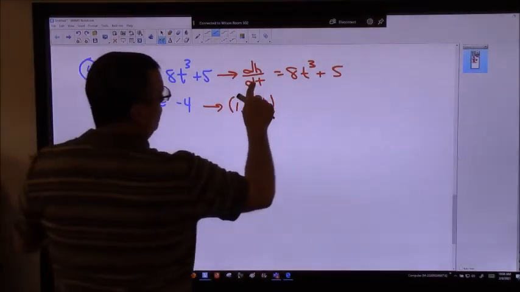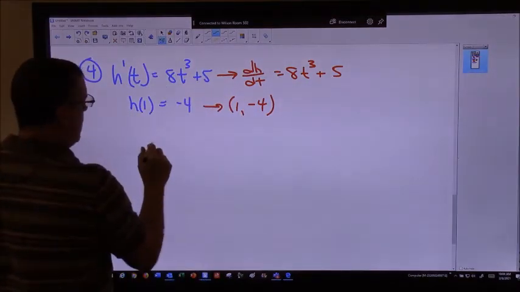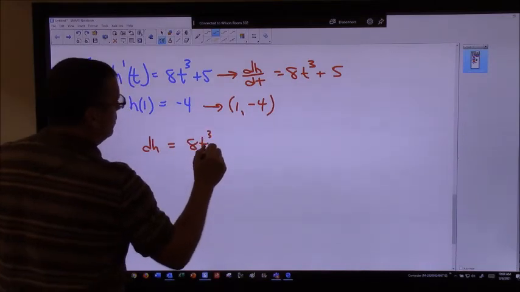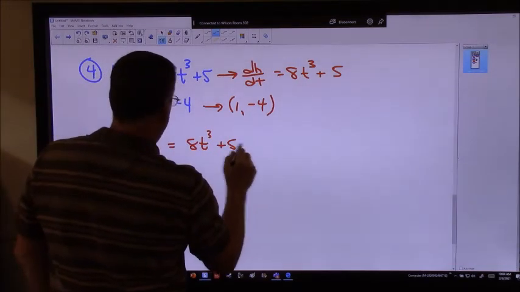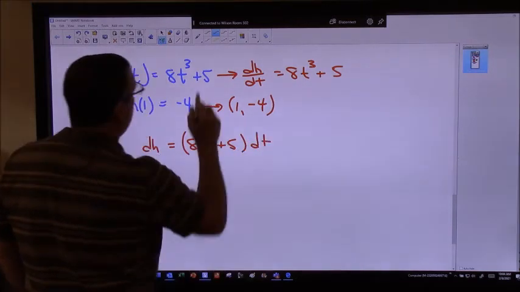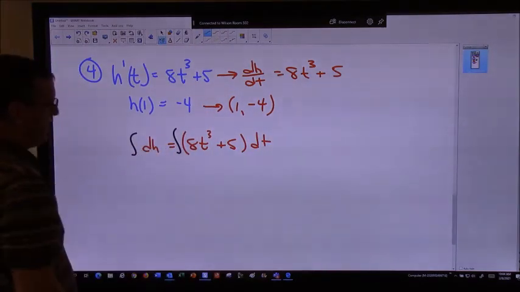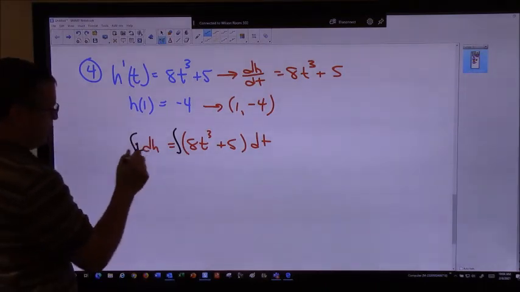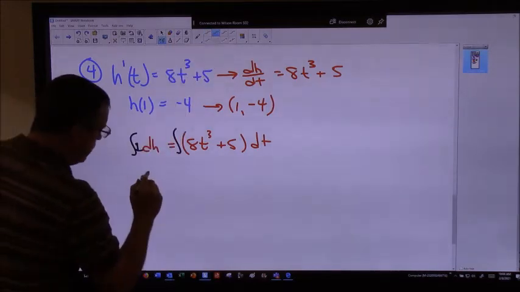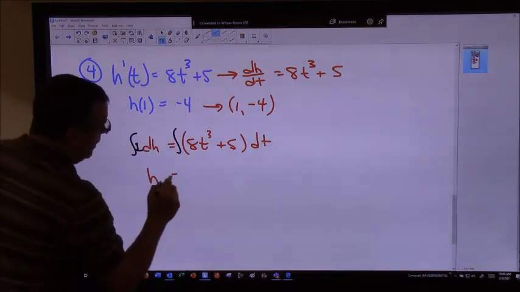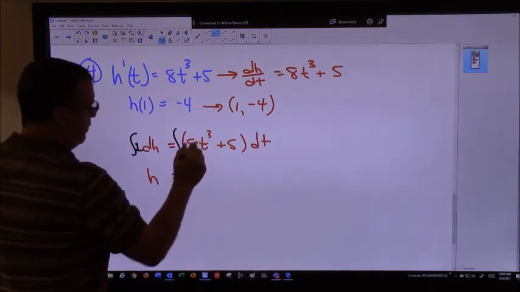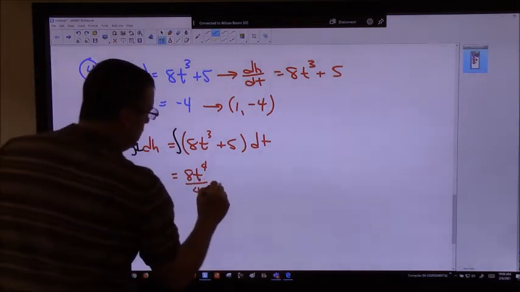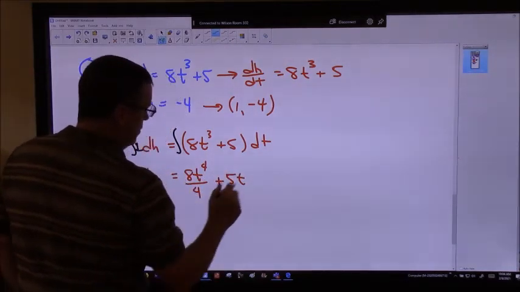Alright, so I'm going to start by moving this dt over to this side. So what I have is dh equals 8t cubed plus 5. Move the dt to the other side, and now I will integrate both sides. So here I'm taking the integral of 1 with respect to h. So that answer is just 1h. And that equals 8t to the 4th divided by the new exponent 4 plus 5t plus some constant.